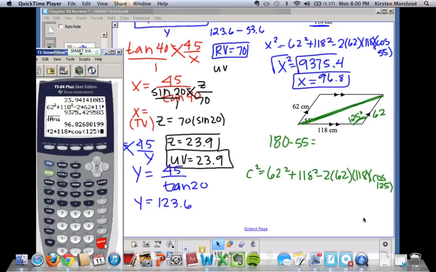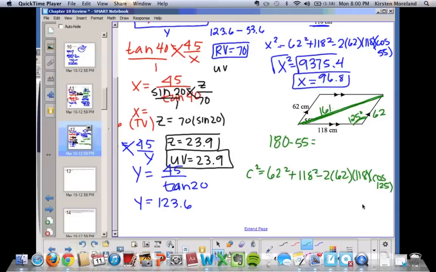So type it straight in, multiply it all out in the end, don't forget to square root. So I get 161.7 for my other one. And that makes sense as the bigger, longer diagonal, 118, 62, logically. If you get an answer like that, it makes sense.